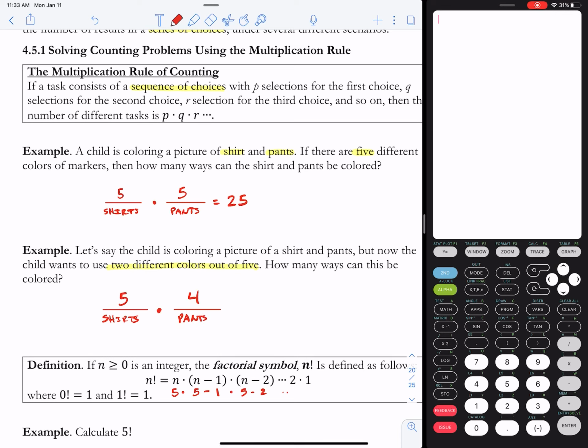And I'll show you a different way of seeing this. Say we used blue, green, red, orange, and yellow. Just say for the shirts I used blue. Well, now there's only 4 possibilities for the pants, hence why I have 4. Thus, because we see this, repetition is not allowed in this. And the key giveaway was it said 2 different colors. So again, I'm going to say that it is very important: repetition is not allowed. So 4 times 5 is 20.